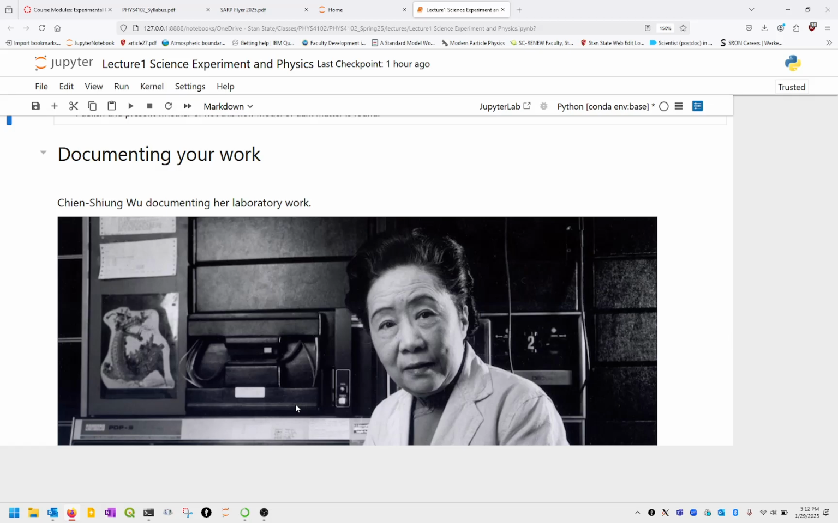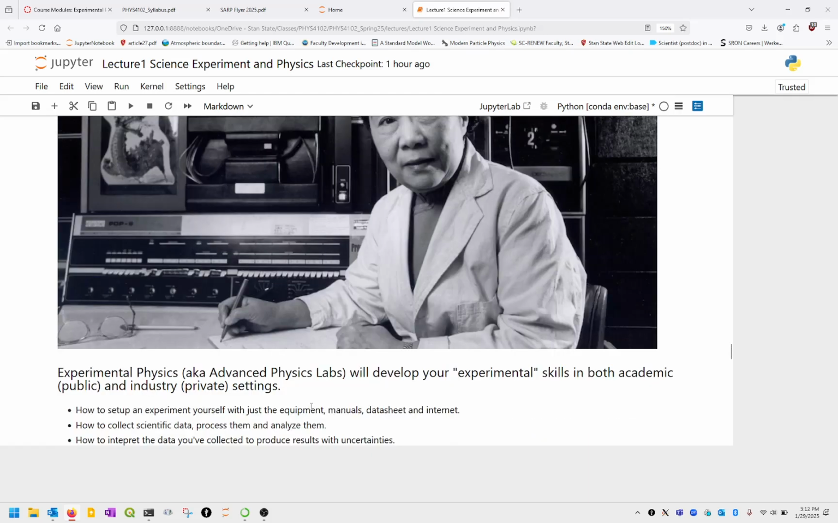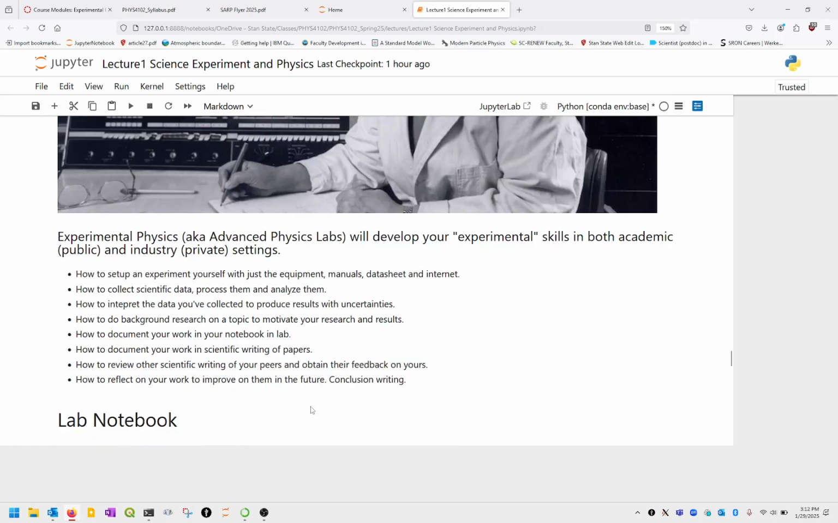In other places, like what Cecilia is doing right now, is writing things down, right? And Jonathan is doing it, everyone's writing things down, right? So don't just do this in the class, do this in the lab also, okay? Okay. So in the experimental physics class, sometimes called advanced physics labs, right?